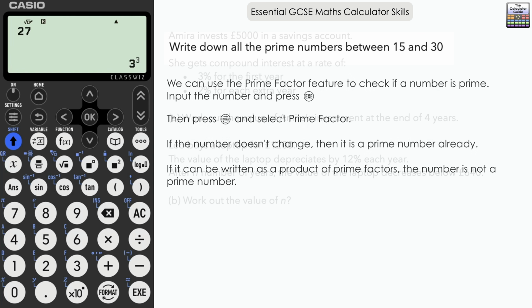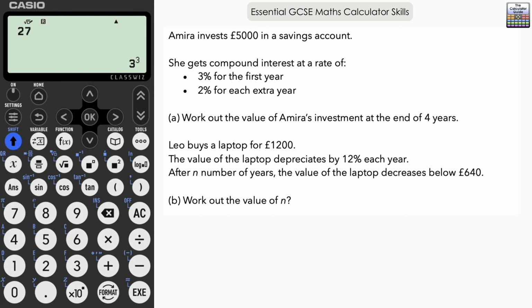Okay, a longer question now. Amira invests £5,000 in a savings account she gets compound interest at a rate of 3% for the first year, 2% for each extra year. And part A, work out the value of Amira's investment at the end of 4 years. Let's do this part first before moving on to part B. We're going to stay in calculate mode, but we do need a formula, the formula for compound interest, and I'm going to give that here.